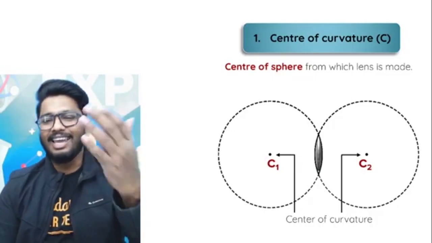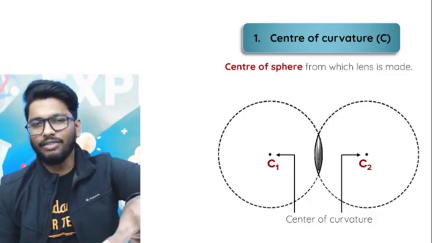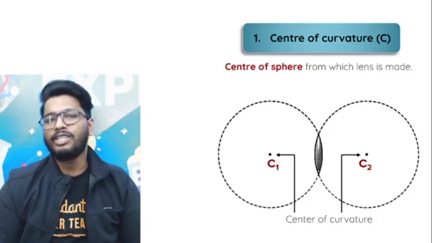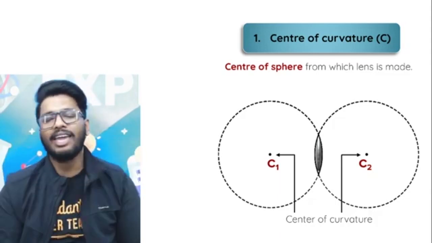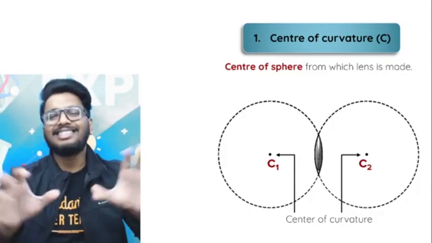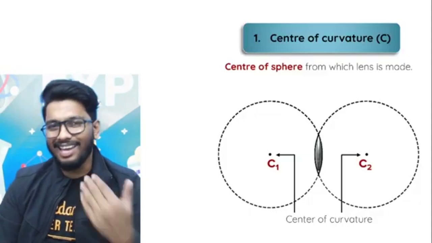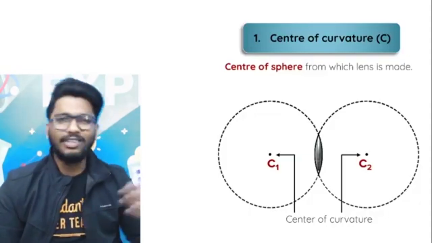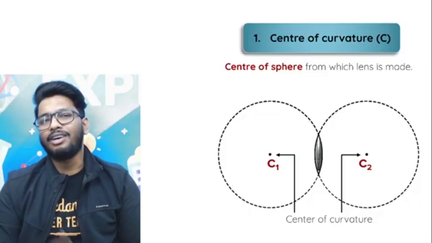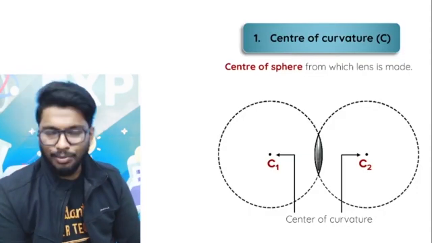So in a lens, you'll have two centers of curvature because there are two different spheres which are overlapping, or maybe they might have a gap in between. In other words, two different spheres are involved, and hence it has two centers of curvature, one on the left hand side of the lens, and the other on the right hand side of the lens as well.